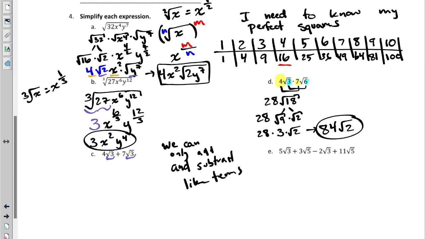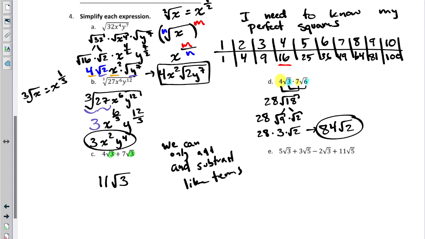And so look at this. If I have 4 square roots of 3 plus 7 square roots of 3, really what I'm asking is how many square roots of 3 do I have? Well, I have 4 plus 7 of them. That's 11 square roots of 3. And that's it. We simplified it, right? I just added the two like terms. These two things both have the square root of 3 attached to them, and so they're like terms. I have 11 of them in total, 4 plus 7.